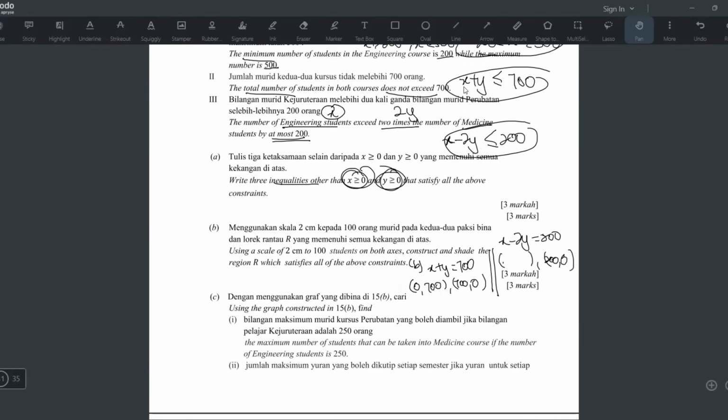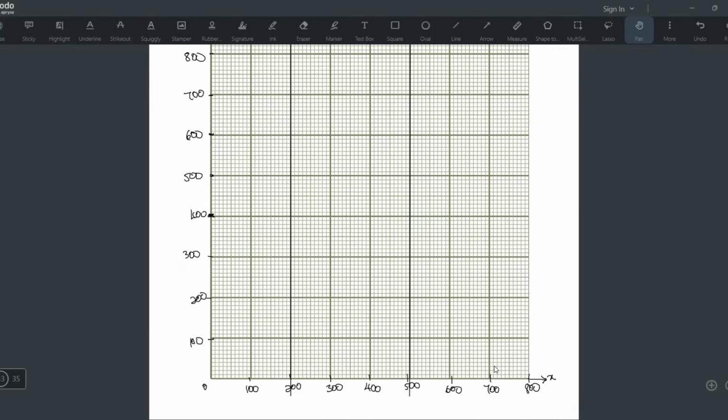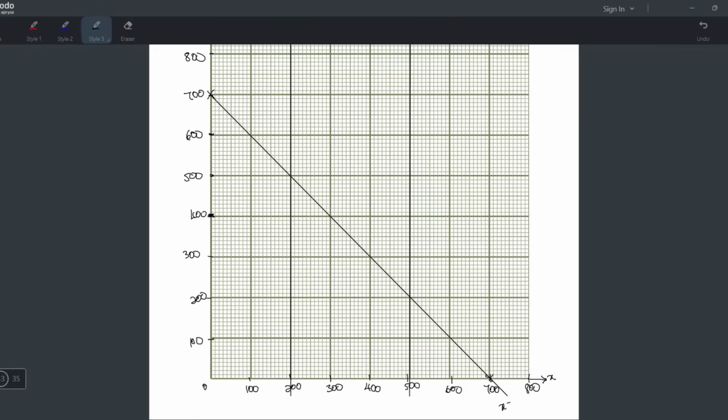The second inequality is x plus y smaller than or equal to 700, but you draw the line first. So you join (0, 700) and (700, 0). Can I plot that? Yes, I can plot that. So (0, 700) and (700, 0) is here. If the (700, 0) cannot be plotted, then you find another point. If there is a case where the point is outside the graph paper and cannot reach there, then you find some other point. You can change the point. Let's join, and it will be a solid line also because of the equal sign. Then write the equation x plus y equals 700.